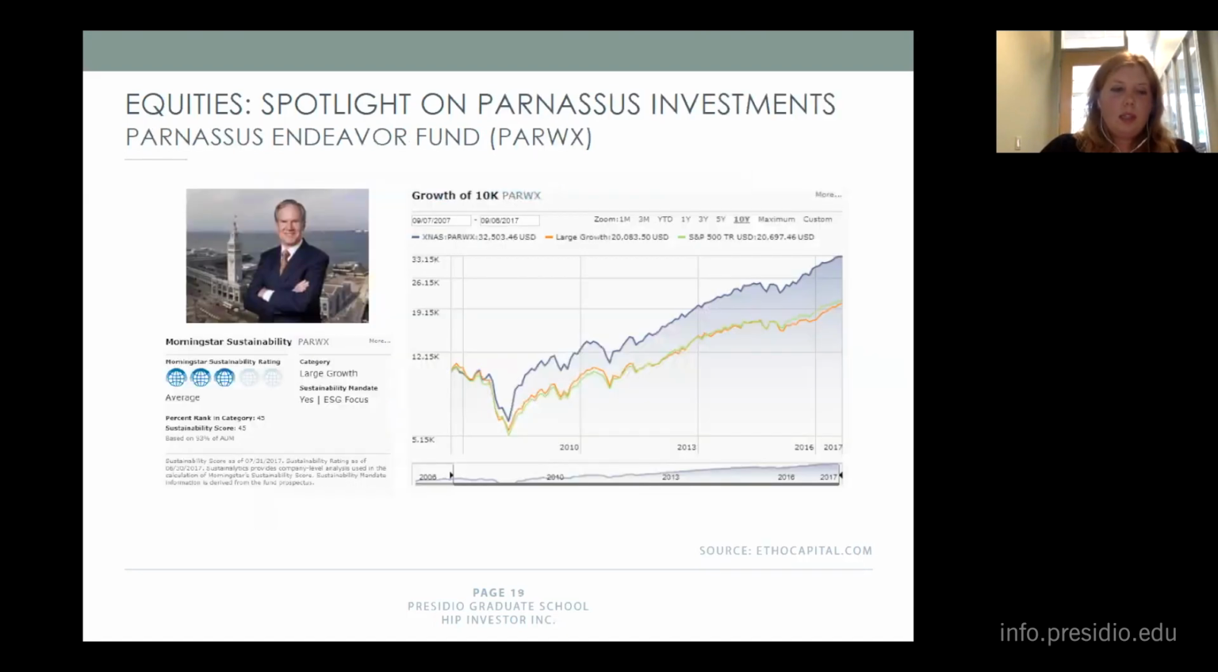And next is the Parnassus Endeavor Fund, which was previously called the Parnassus Workplace Fund. It's a mutual fund that invests exclusively in large American firms proven to have outstanding workplaces. The idea was to create a fund that only invested in organizations where employees were really happy.